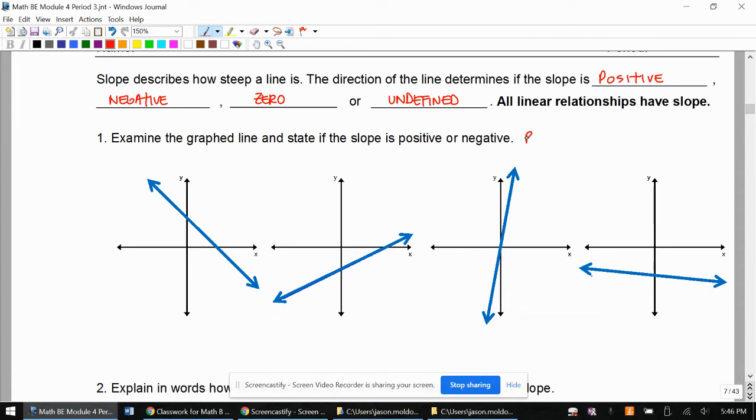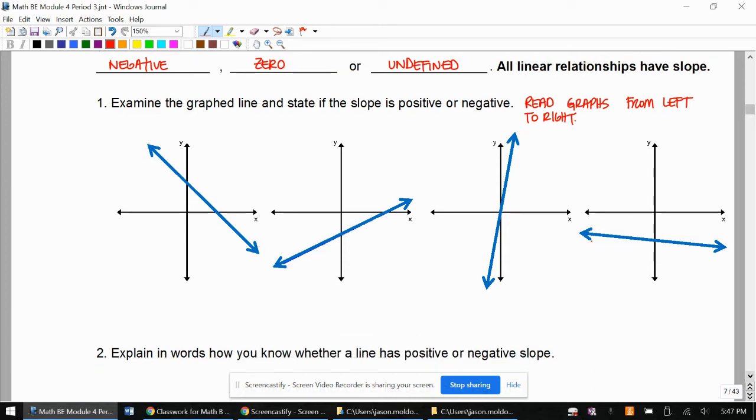We're going to make a note here that we read graphs from left to right, meaning that as you read this first one from left to right, it goes down, and down is considered a negative slope.